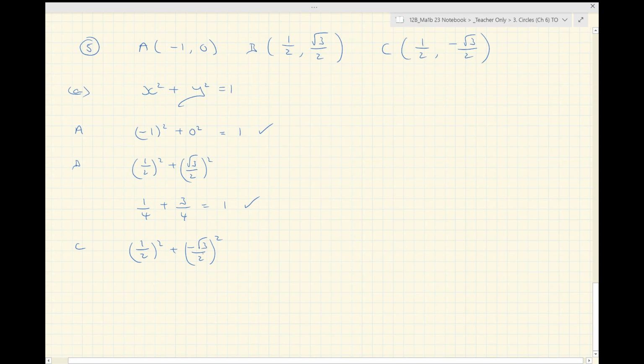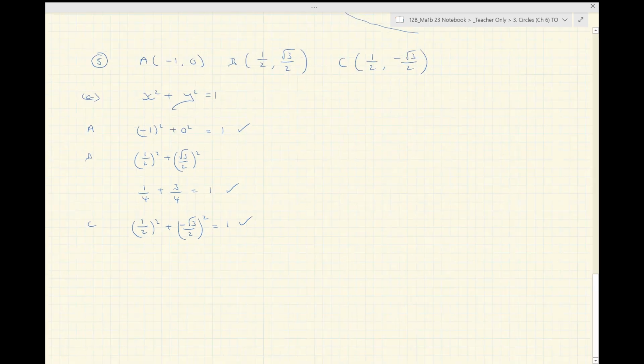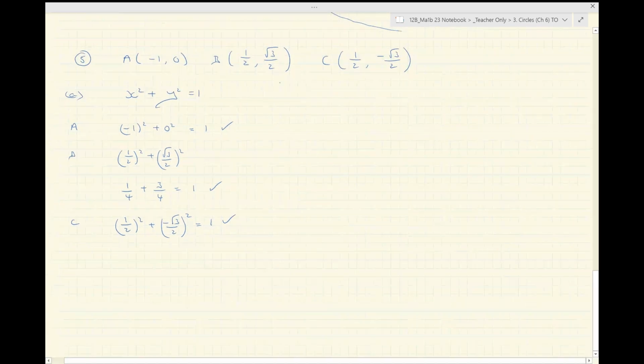Since minus root 3 over 2 squared is the same as root 3 over 2 squared, that's going to equal 1. So there you go, part A done. Part B, I've got to show that ABC is an equilateral.